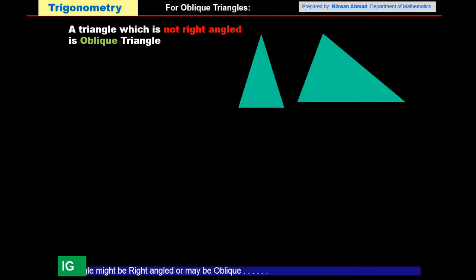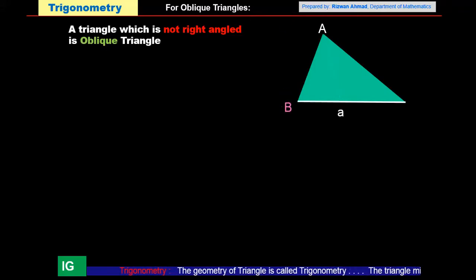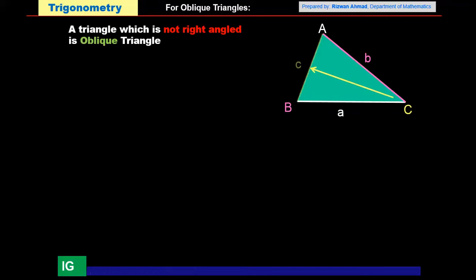So in oblique triangles, if this is the angle A, this vertex is A, then opposite to this side we denote with small letter a. The other vertex is B, so the side opposite to this vertex will be the small letter b. Then vertex C, opposite to this we denote with the letter c. The sides are denoted with small letters and the angles are denoted with the capital letters.